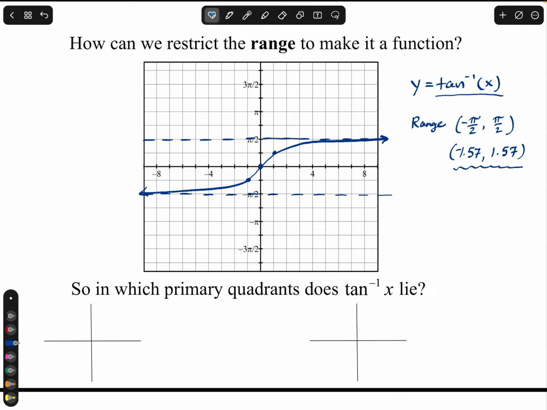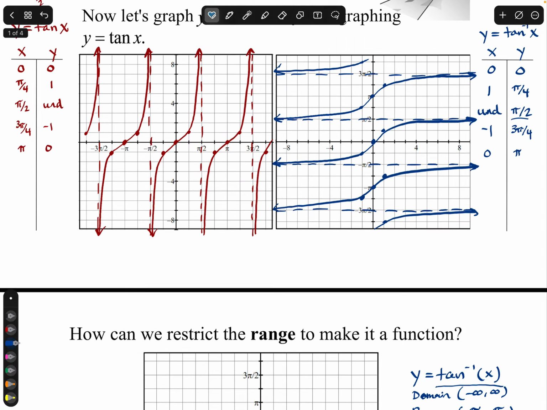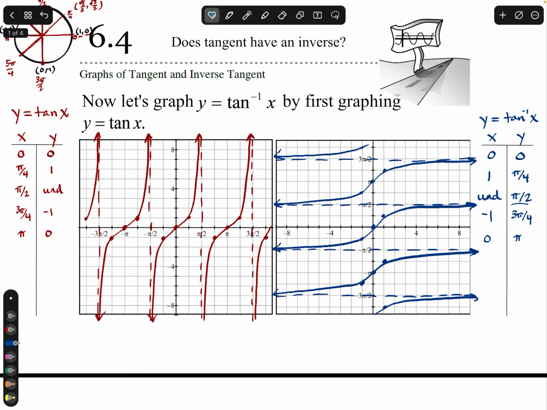Now notice our domain for this one is going to end up being all real numbers, so negative infinity to positive infinity, because it's going to go on and on from left to right. We can plug in any of the values and it's going to spit something out. And that's because when we look at the original range from our tangent function, the original range could be anything, so it's all real numbers, which is why our domain ends up being all real numbers.